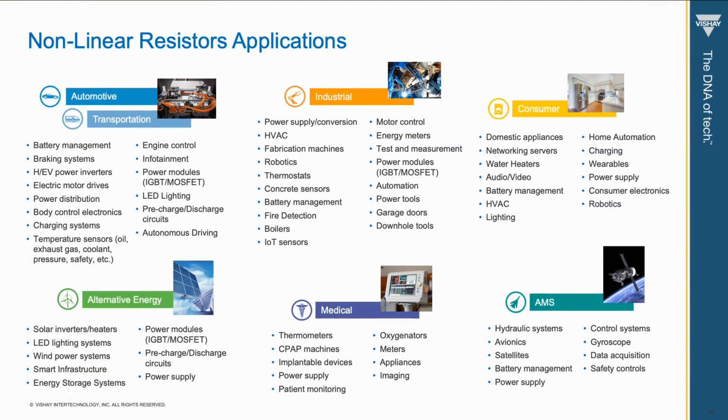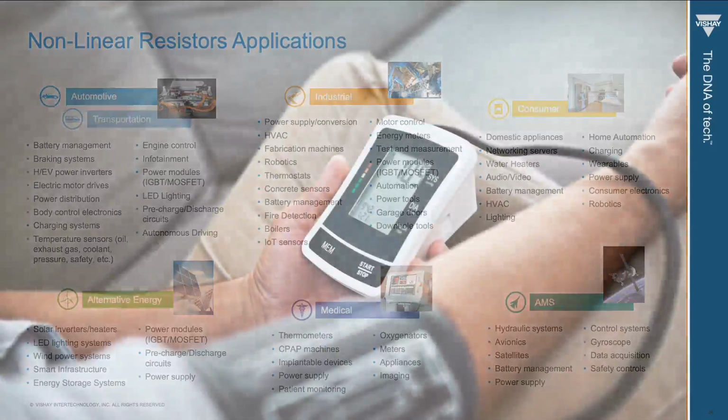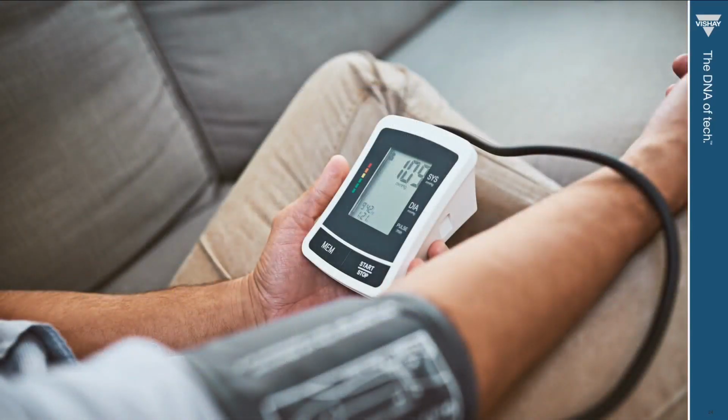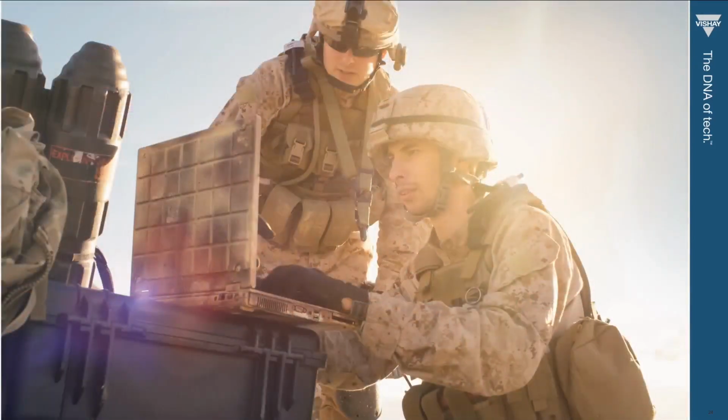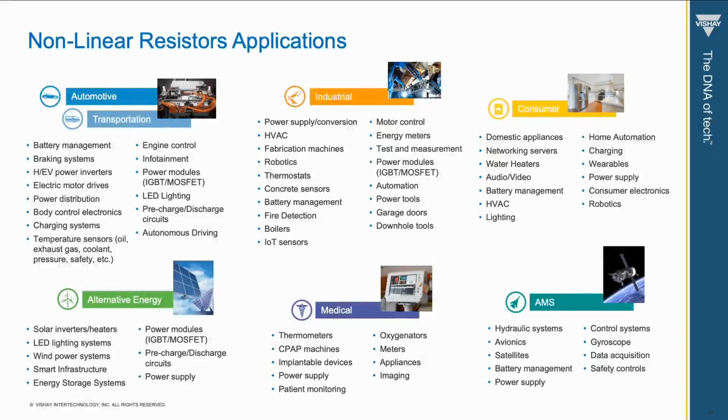RTDs, as presented earlier, are highly accurate and stable sensors that are predominantly found in temperature measurement and compensation circuits of high reliability applications. Many of the application uses are found within the medical, aerospace and military, industrial, and automotive market segments. Some examples fall within the list of applications outlined here.